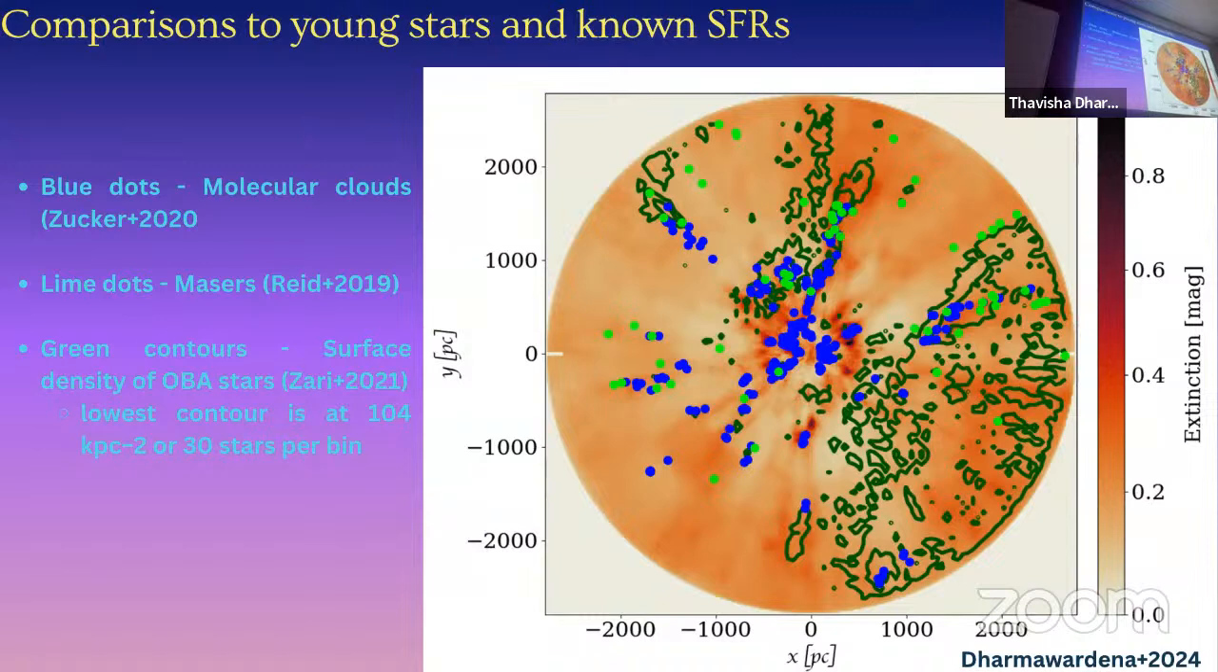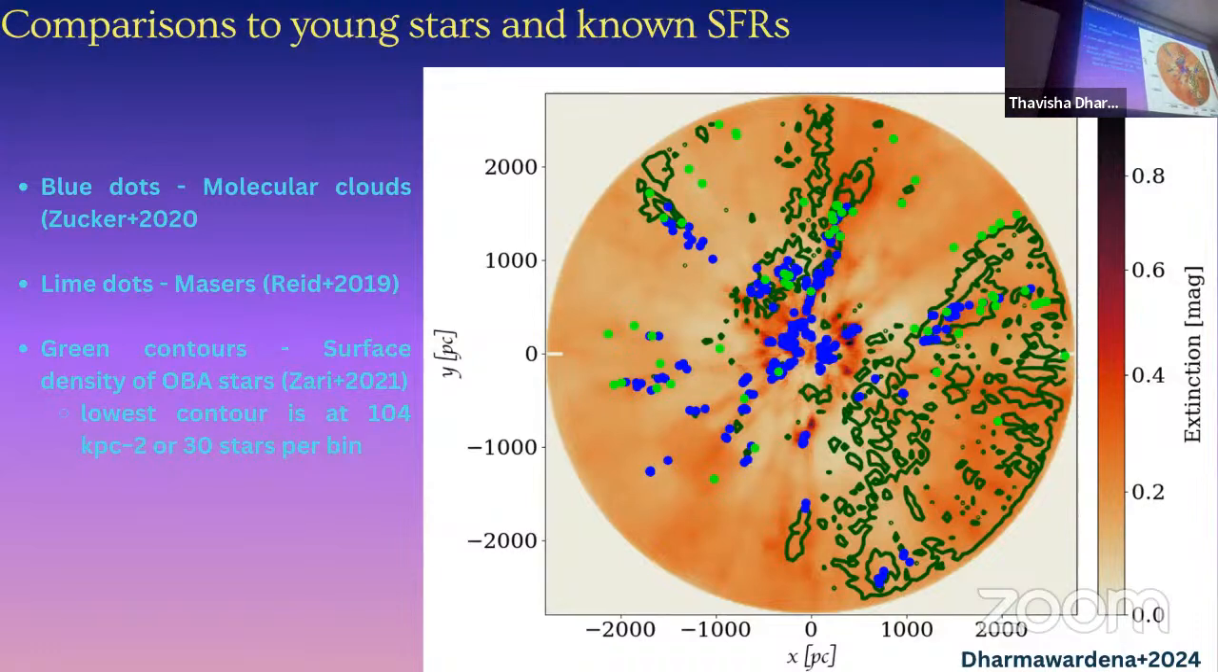And so once we had these maps, one of the things I wanted to do was compare them to some of the young stars and star formation regions and see how they correlate, or whether there are any correlations, and how they match up. So in the blue dots, what we have are molecular clouds identified and mapped by Zucker et al. They were identified in the star formation compendium.